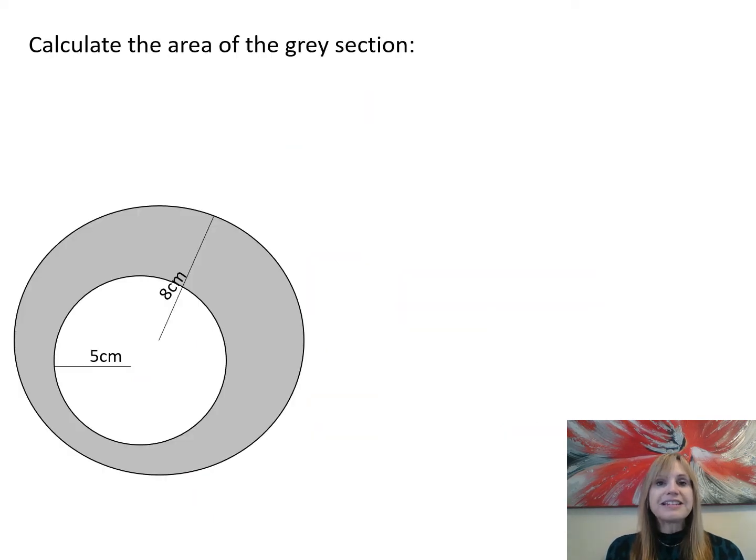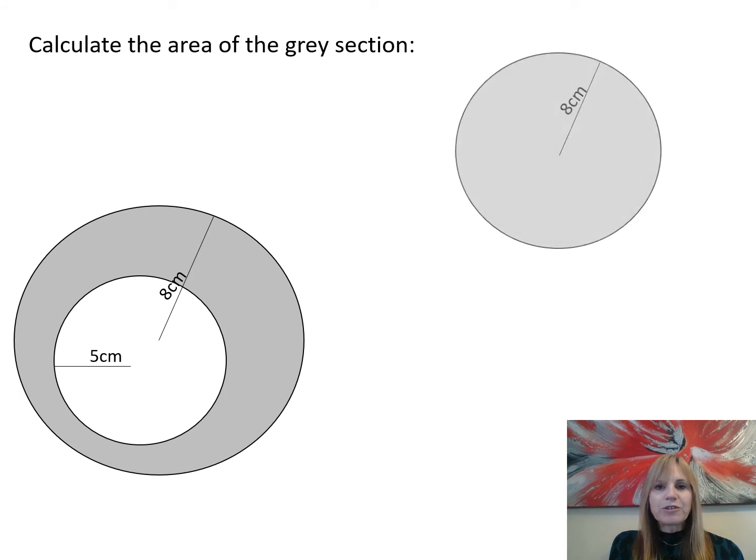Now this question's a little bit harder. We've been asked to find the area of the grey section. So rather than thinking of the shape of the grey section, I'm going to look at this as one whole shape that consists of a grey circle and a white circle, and then I'm going to take the white away. I'll show you what I mean.